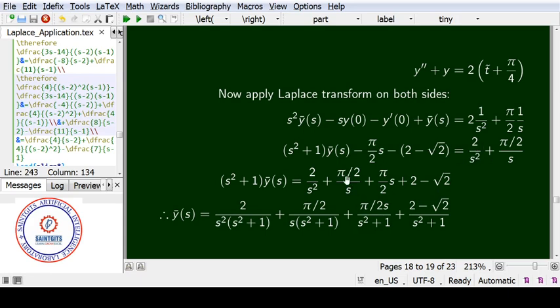So on the right side, 2 by s square plus pi by 2 by s. The minus term becomes plus when we move to the right, so plus pi by 2 into s. This minus of 2 minus root 2 changes to plus, 2 minus root 2. Then divide the entire term by s square plus 1. That means solve for y bar of s. Y bar of s equal to 2 by s square into s square plus 1, plus pi by 2 by s into s square plus 1, plus pi by 2 s divided by s square plus 1, plus 2 minus root 2 divided by s square plus 1.